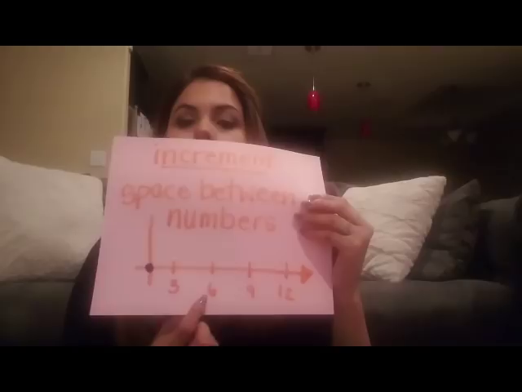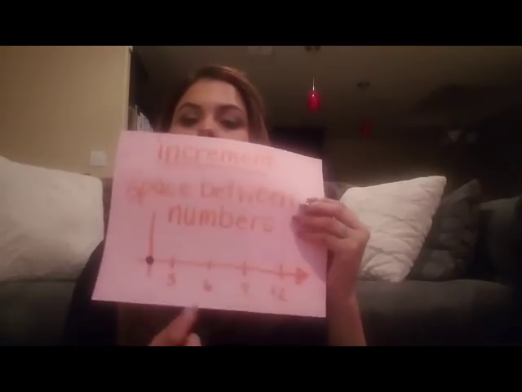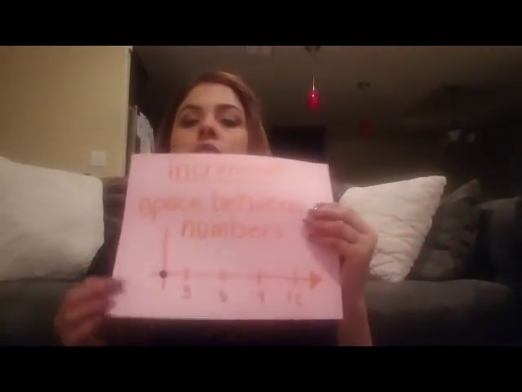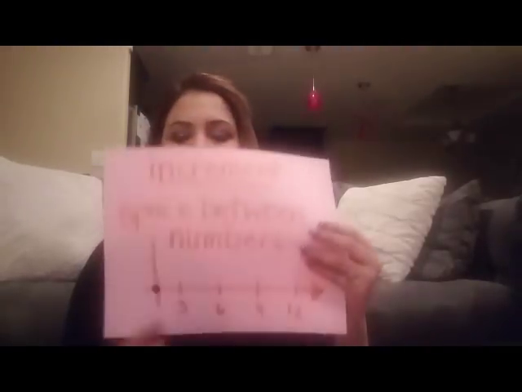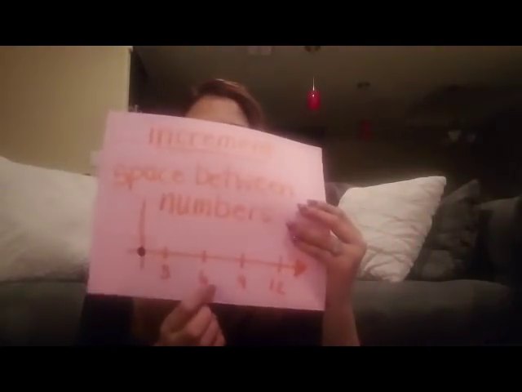So here we have 3, 6, 9, and 12. So what is the difference between 3 and 6? Well, obviously, that's 3. 3, 6, 9, 12. I'm counting by 3s. So my increment is in 3s. If I was having at the bottom 2, 4, 6, 8, obviously my increments would be 2. If I had 5, 10, 15, 20, my increments would be in 5s.